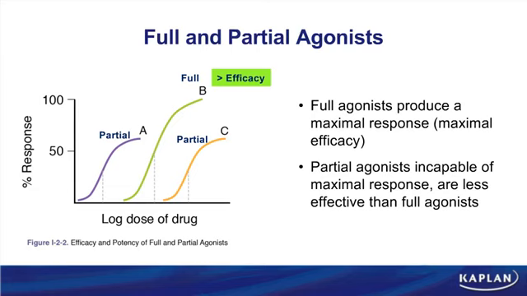But if I wanted a response from this particular drug or in my patient that's in the upper range of the dose-response curve, up around 80, 90, or 100%, only drug B would give me that effect.